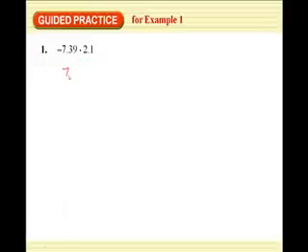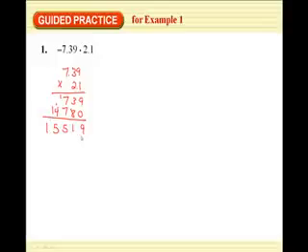Okay. 7.39 times 2.1. So 9, 3, 7, 0, 18, carry the 1, 7, 14, 9, 11, 15, carry the 1, and then there's 3 decimal places, 1, 2, 3, and a negative and a positive make a negative. Negative 15.519. There it is, and show your work. I don't want to just see answers.